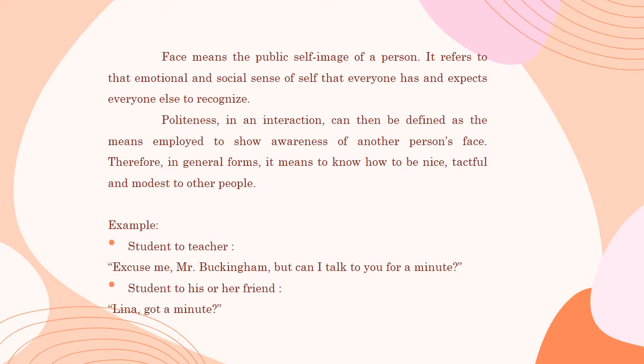Here are some examples. The first is the utterance that a student says to her or his teacher. "Excuse me, Mr. Buckingham, but can I talk to you for a minute?" And the second is the utterance produced by a student to his or her friend. "Lena, got a minute?" Both of the utterances may have a similar purpose, but different construction that may relate to the person whom the speaker speaks to.